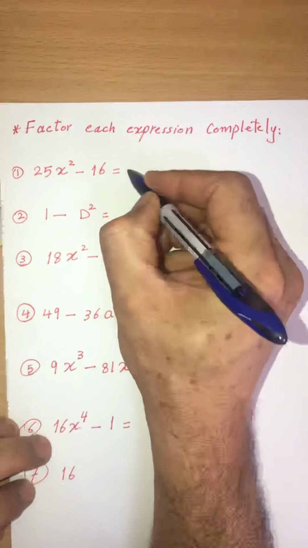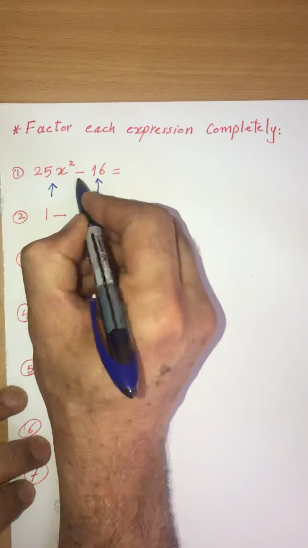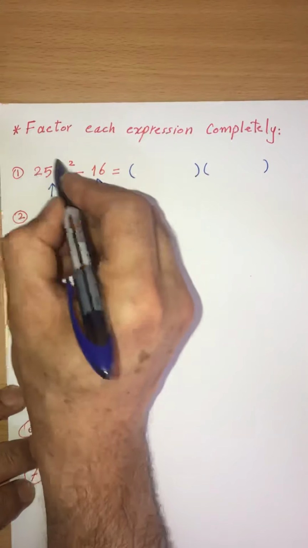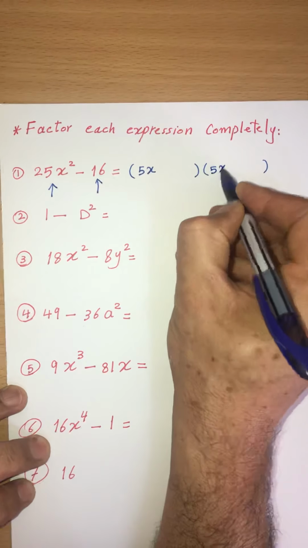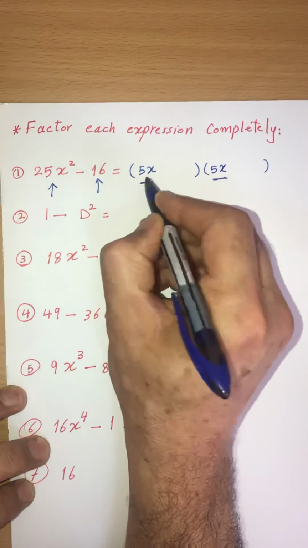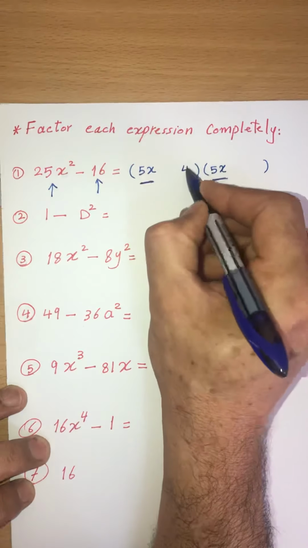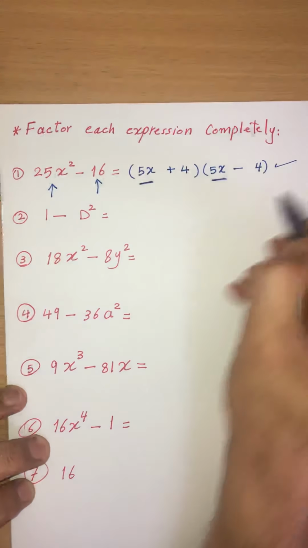25x squared minus 16. Be careful, look, a square number and a difference. Directly write double parentheses, split 25x squared into 5x times 5x. The same amount, be careful, you have to write the same amount here and here. 16, you know, is 4 times 4, one plus and one minus. Finish. Very easy.